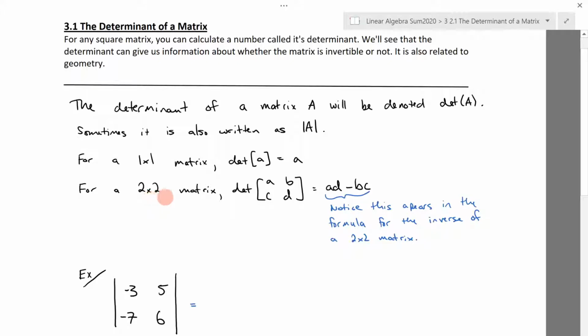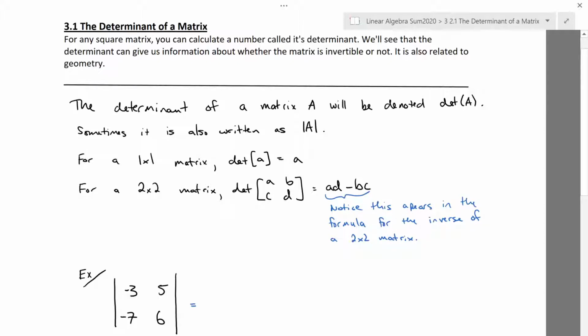For a 2 by 2 matrix, we've actually already seen the formula for the determinant. To calculate the determinant of a 2 by 2 matrix, where the entries are A, B, C, D, in this arrangement, you calculate it as A times D minus B times C. And notice that this formula AD minus BC appears in the formula for the inverse of a 2 by 2 matrix that we introduced previously.